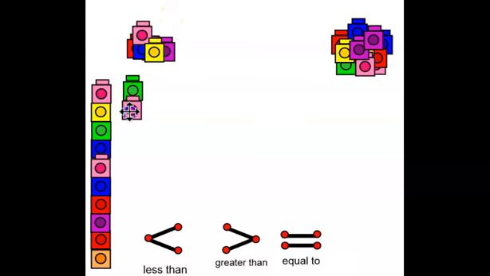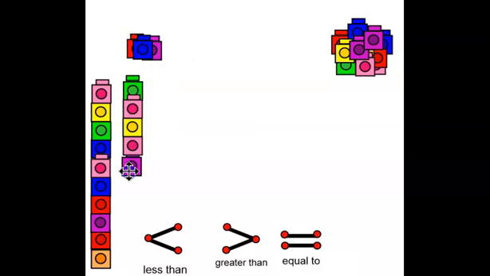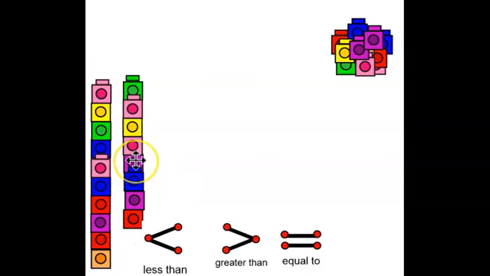1, 2, 3, 4, 5, 6, 7, 8. So I have 10 and 8 more. So how many do I have? That's right, we have 18. If we have 10 and 8 more.